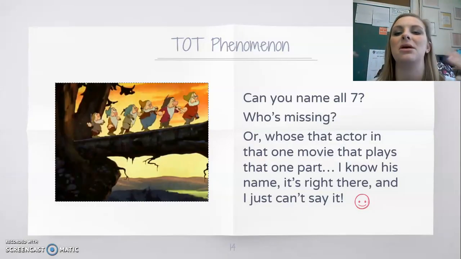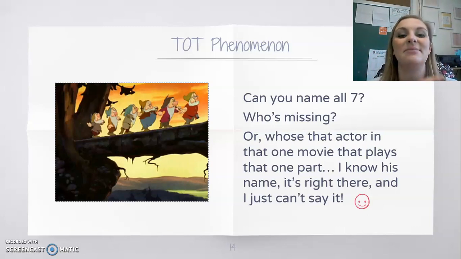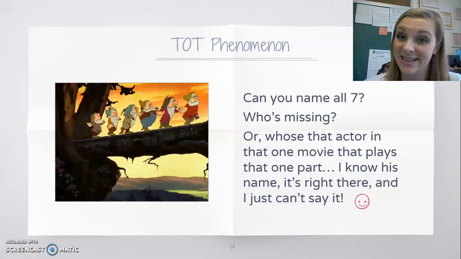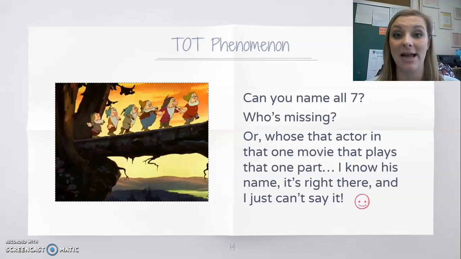A lot of times this happens with particular movies, right? It's that one actor who plays that one character in that movie. It's right there. I can't think of it. An example would be looking at the Seven Dwarfs. Can you name all of them? Maybe not. You know them, they're there, but then who's missing? Well, in this picture, it's Dopey. Okay, so it's that one thing that's kind of right there on the tip of your tongue. This happens to me all the time, especially with words that I'm trying to say. And most of you help me out during class if I have that word right on the tip of my tongue, but I can't get it out.